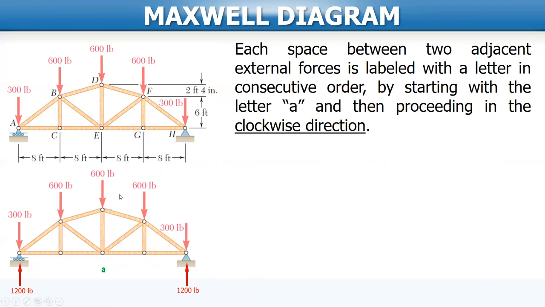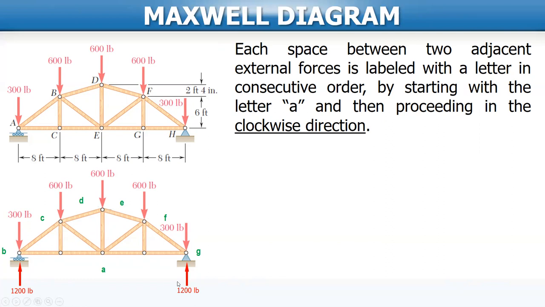So, ang 1,200 to 300, you put B. So, the B is from 1,200 to 300. From 300 to 600, put C. And then D, and then E, and then F, and then this one, G. Always remember that each space between two adjacent external forces.